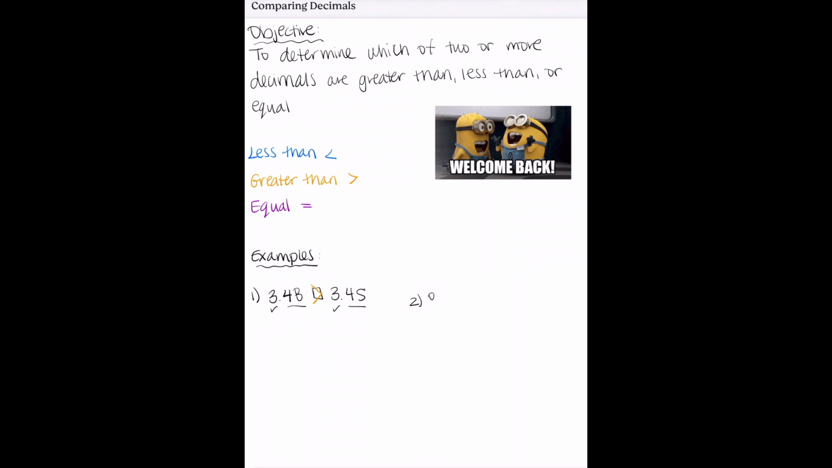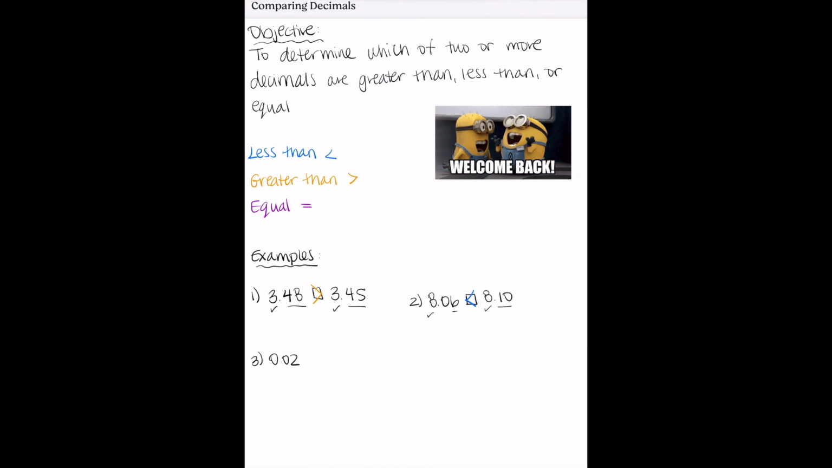For number 2, we have 8.06, or 8 and 6 hundredths. We're comparing that to 8.10, or 8 and 1 tenth, or you can say 8 and 10 hundredths. When we compare them, both of my decimals have an 8, right? So now we're comparing what comes after the decimal. We have 6 hundredths and 10 hundredths. Obviously, we know that 10 is greater than 6, right? So 8 and 6 hundredths would be less than 8 and 10 hundredths. All right, let's do number 3 now.